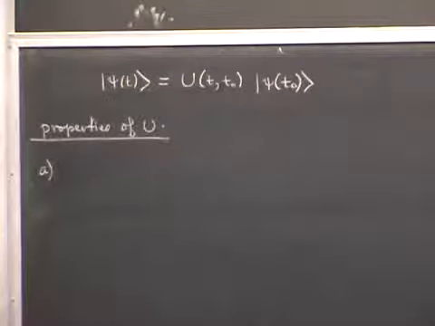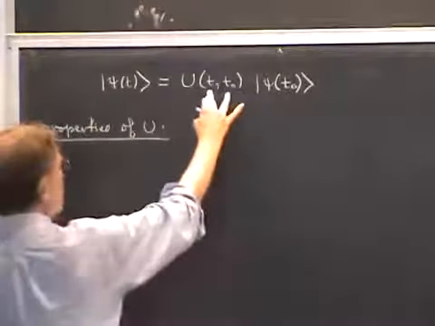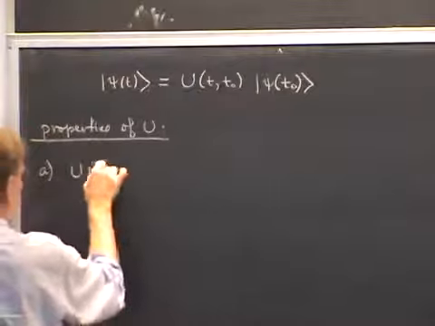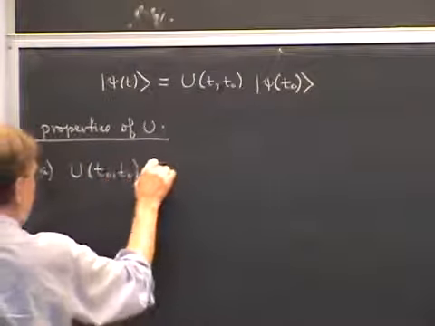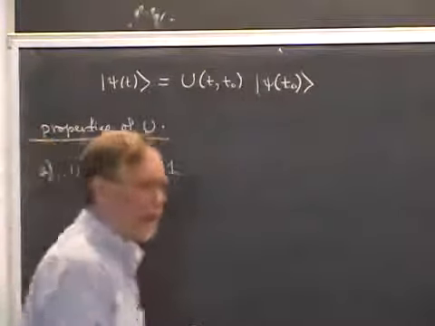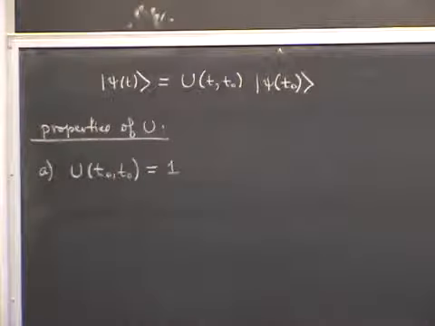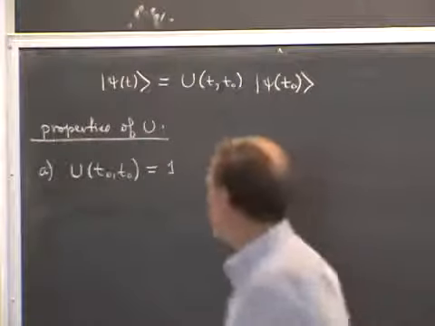The first one is essentially an initial condition. It says that if the two times are equal, so let's say U(t0, t0), then U must be equal to the identity operator, because if you don't have any time evolution, then nothing happens to the state.